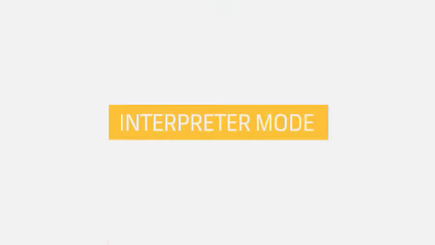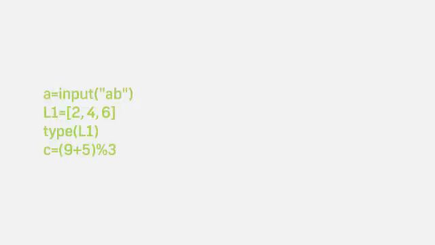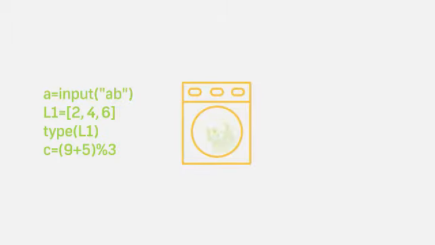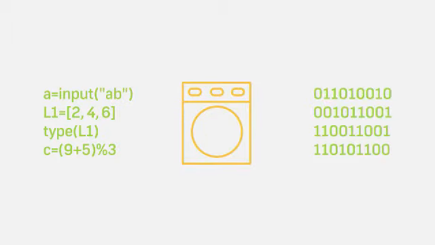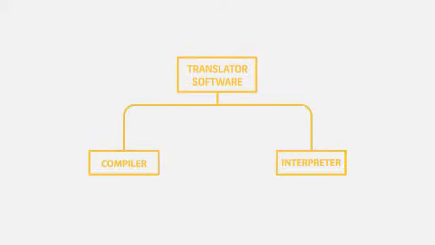Now, what is the interpreter mode? Well, keywords of any programming language need to be converted into machine language so that the code can run. This is done by the translator software. Translation software may work in two ways.